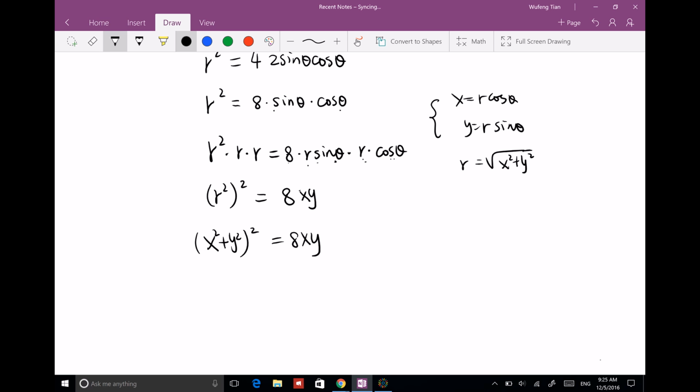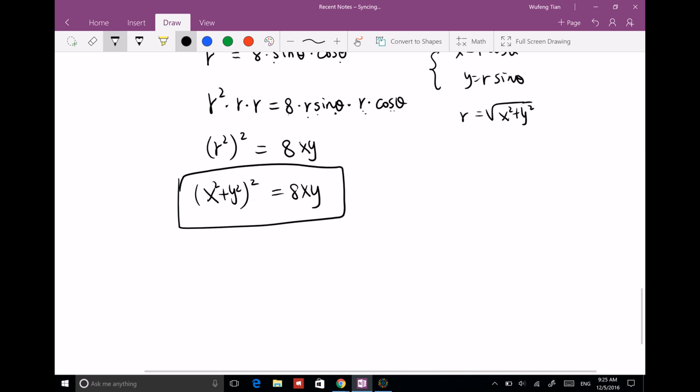So now you look at this equation. I don't have any theta, I don't have any r, just an x and y equation. Make sense, everyone? Okay. So next one.